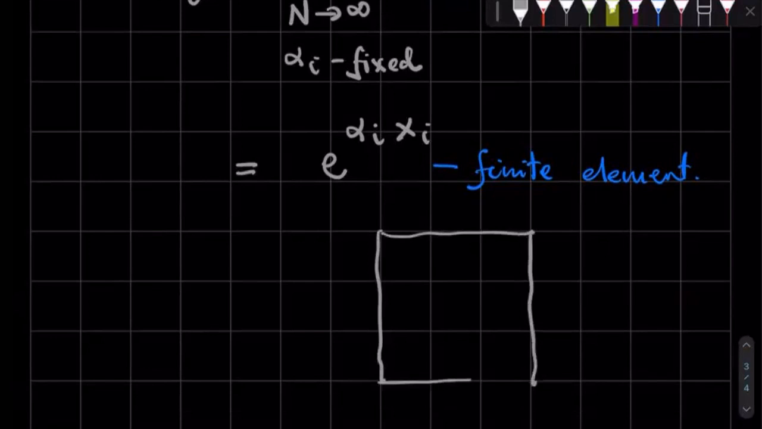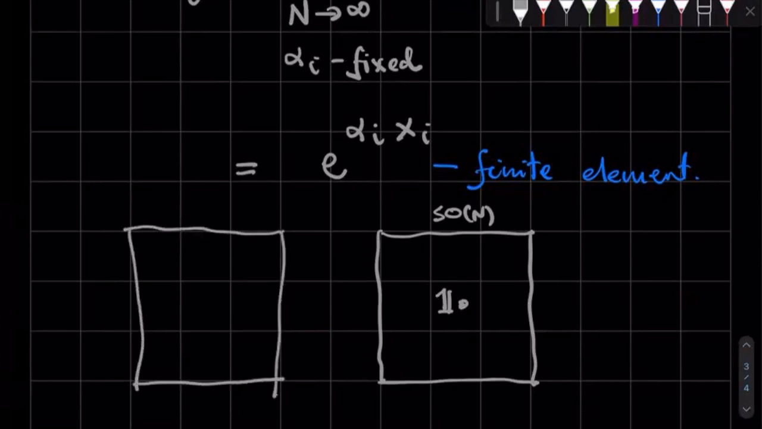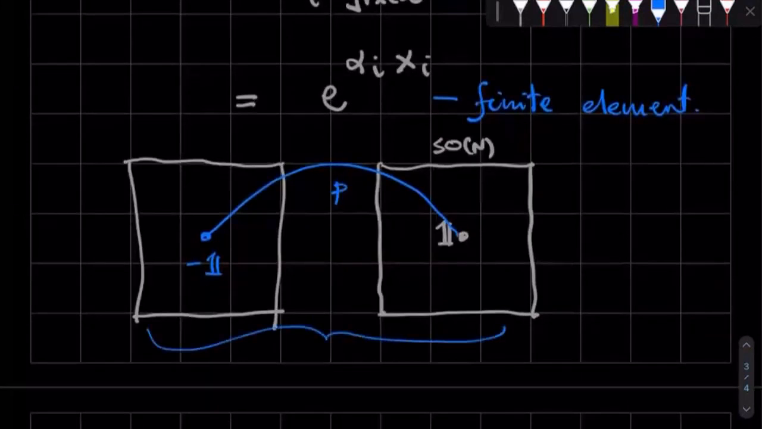For parity, what happens is that, say, this is SO(N), and this is the identity element, and this is the part of O(N). So parity takes you to minus the identity element, and these two together give you O(N). So there is no continuous parameter that one can associate to parity. It's a discrete transformation. It's an on or off switch.